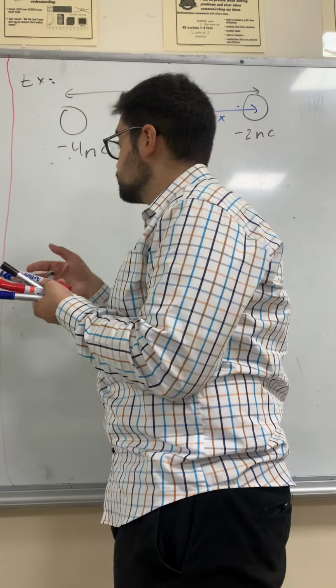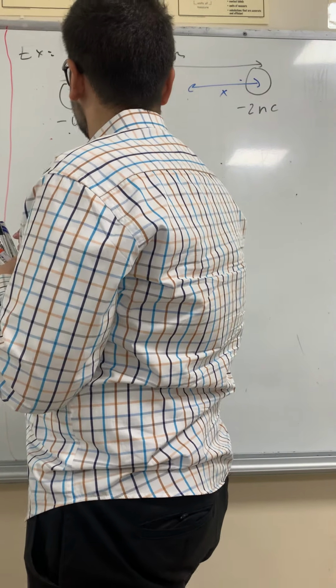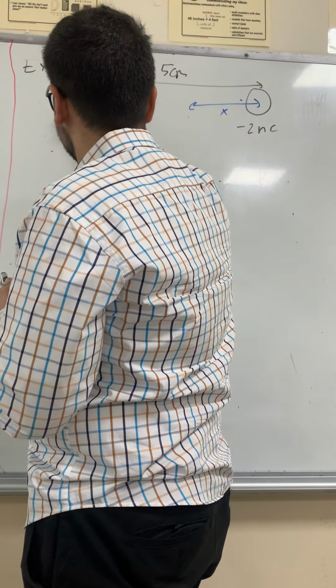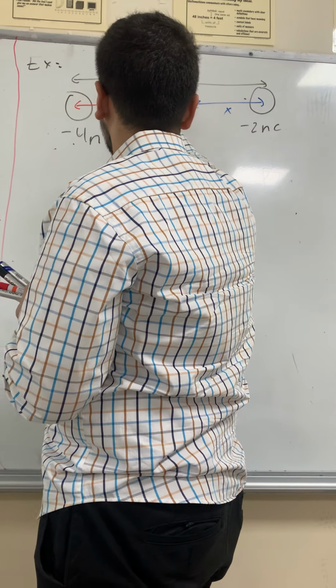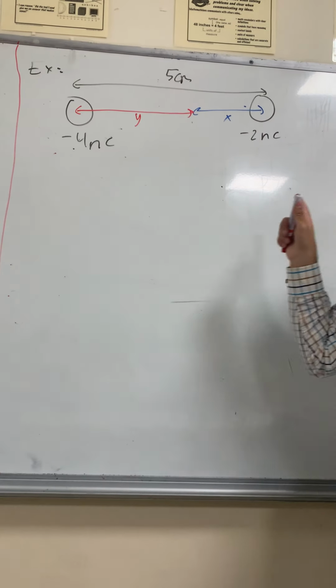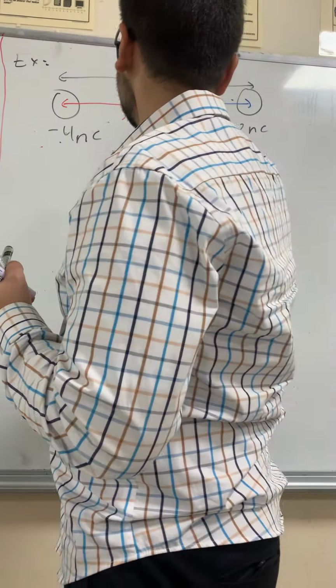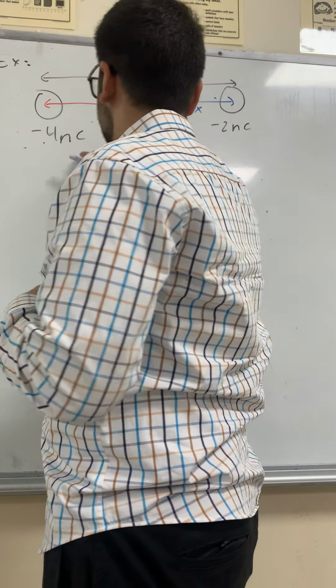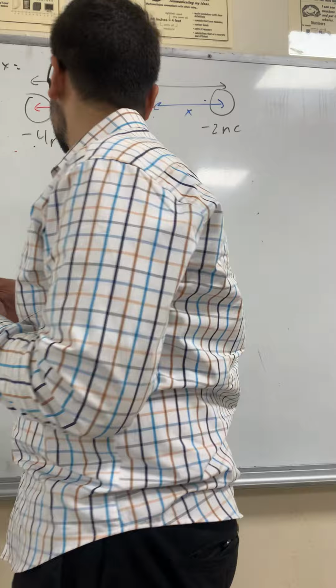So what's the relationship between x and y? They will attract, they'll go towards each other. x and y are distances. If you add distance x to distance y, you get the 5 centimeters. But how did I know that the equilibrium is somewhere in the middle? Because they have the same sign, negative and negative.